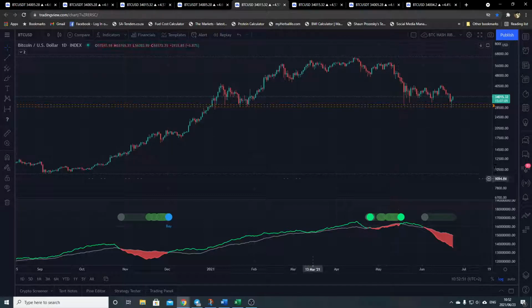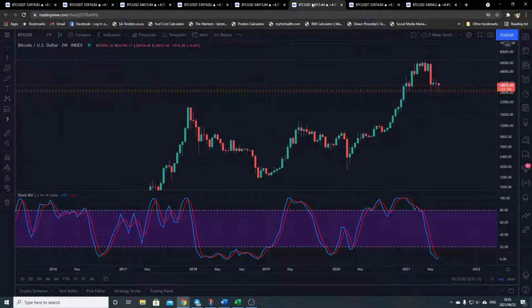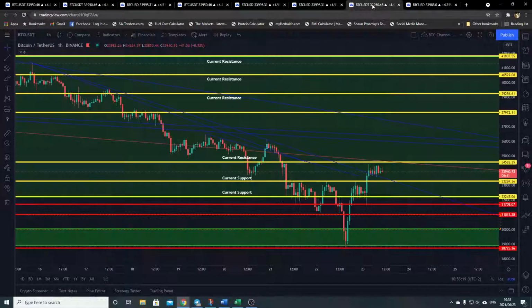The hash ribbons, as I mentioned earlier, what's happening in the hash ribbons here, and how to determine when the buy signal is going to come in. The 2-week stock RSI, how to read the stock RSI on higher time frames, and when it's a buy opportunity and confirming a buy opportunity when we're going up.